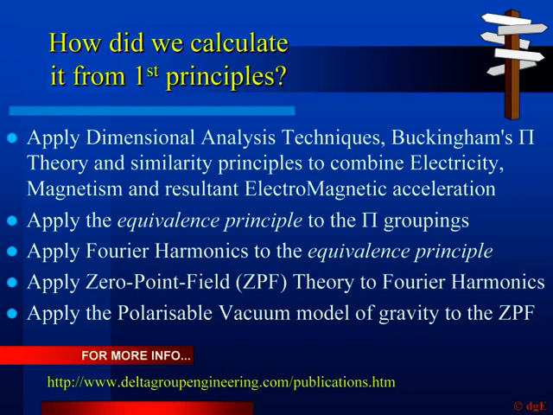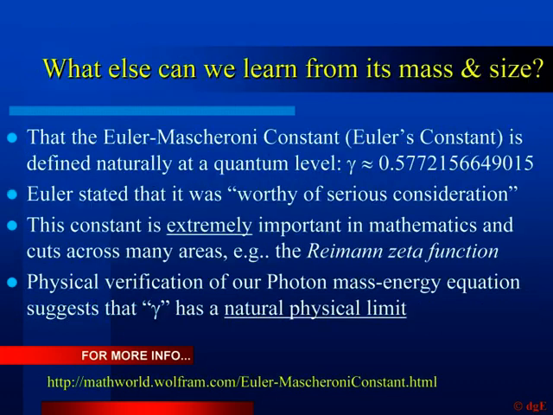This can be achieved in 5 easy steps. Firstly, we apply dimensional analysis techniques, Buckingham's Pi theory and similarity principles to combine electricity, magnetism, and resultant electromagnetic acceleration. Secondly, we apply the equivalence principle to the pi groupings formulated. Thirdly, we apply Fourier harmonics to the equivalence principle. Next, we apply zero-point field theory to Fourier harmonics. Finally, we apply the polarizable vacuum model of gravity to the zero-point field.